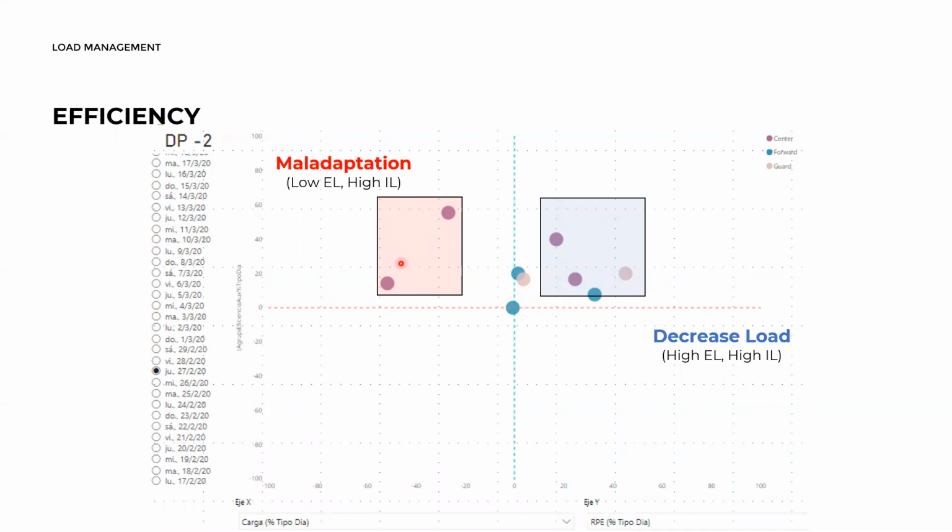who have less external load than usual for this specific type of day, but internal load was high. So this could be an alert, and we should look at more data from previous days, and we should speak with and ask the player how he feels.